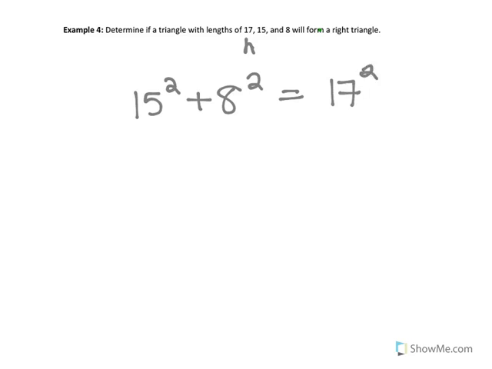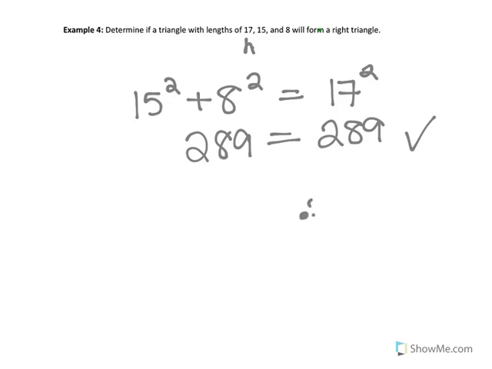Now, to prove that it's a right triangle, if I type this in, the Pythagorean theorem will work. If it's not a right triangle, then the Pythagorean theorem will not work. So we're going to type the left side in, write the number down, type the right side in, put the number down, and see if it's the same. So pause the video and do that. You should have got 289 is equal to 289, which is true. Therefore, it's a right triangle.